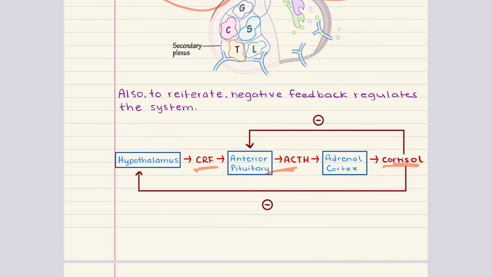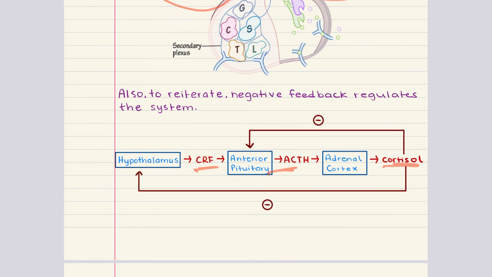So to recap, the hypothalamus sends tropic hormone to the anterior pituitary, which then releases hormones that act on target organs like the gonads, the thyroid, or the adrenal cortex. And throughout this process, negative feedback helps keep everything under control.